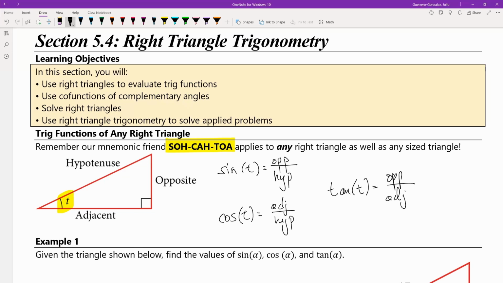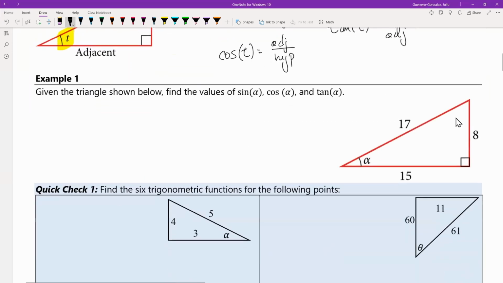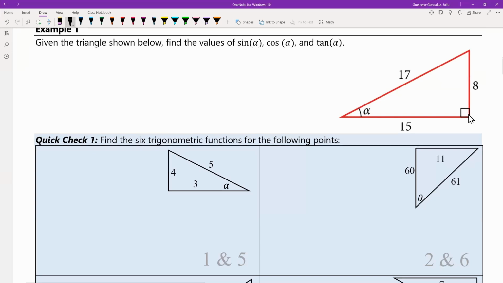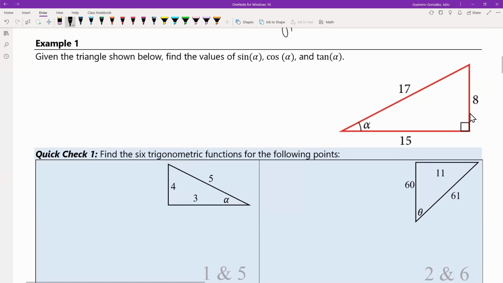This is what SOHCAHTOA stood for. Just keep this in mind, because this is basically all we need in order to start applying it to some real life stuff. Just to get us some practice, for this triangle, give me sine of alpha, cosine of alpha, and tangent of alpha. I'm giving you the angle I want you to refer to. That one.